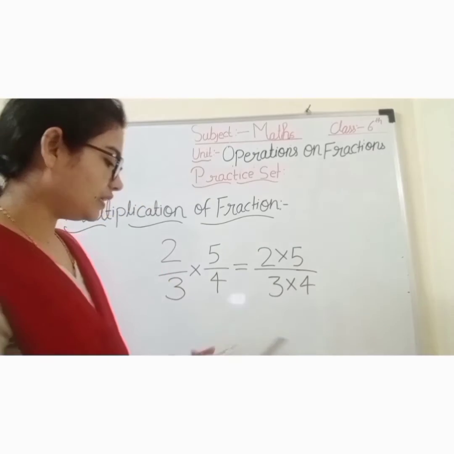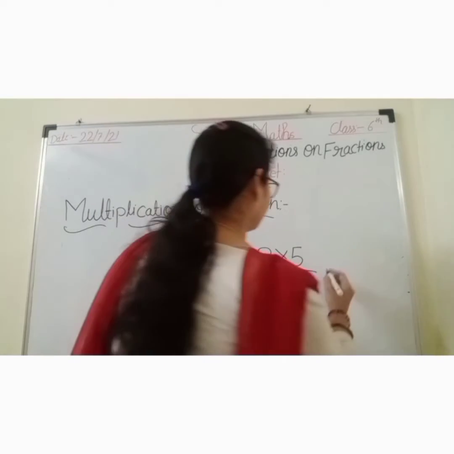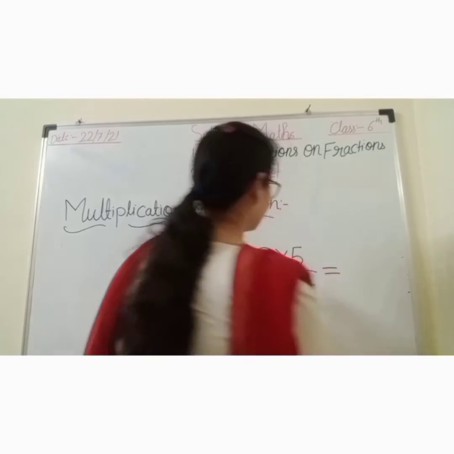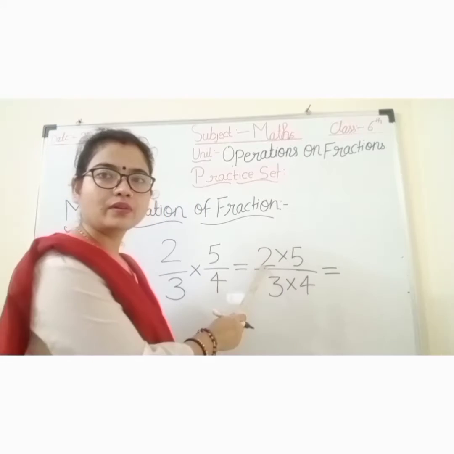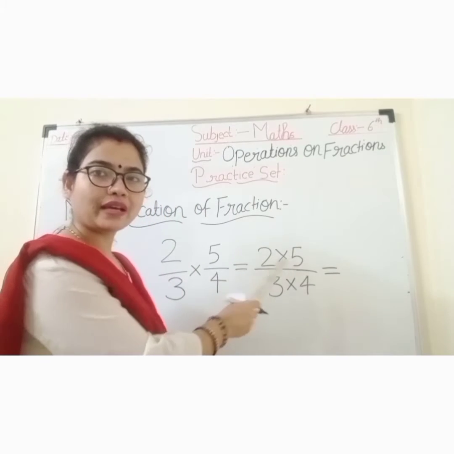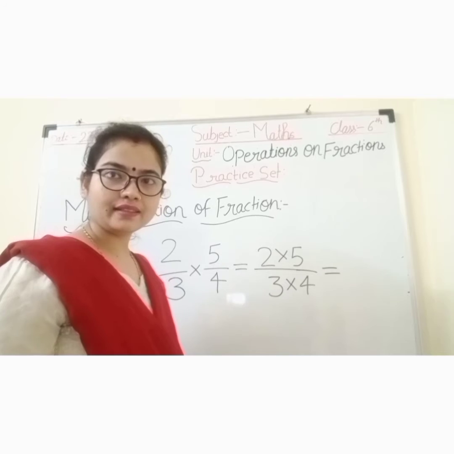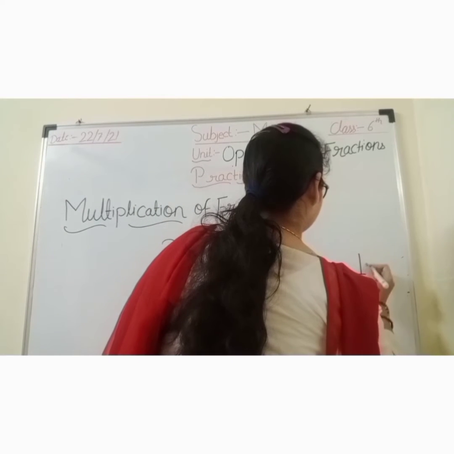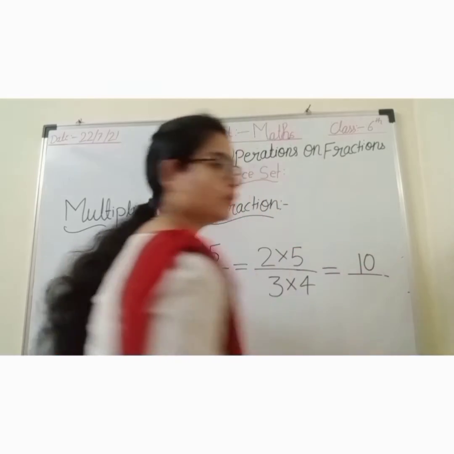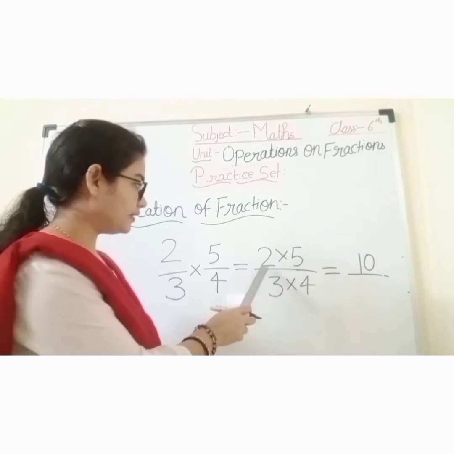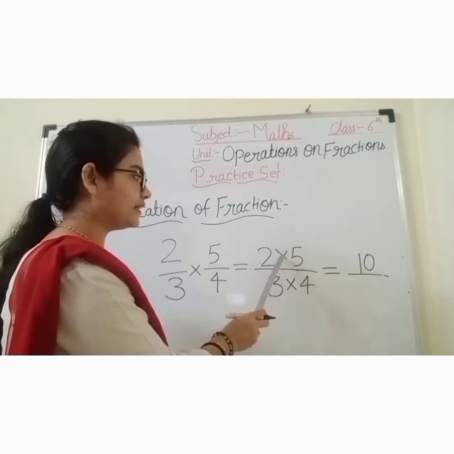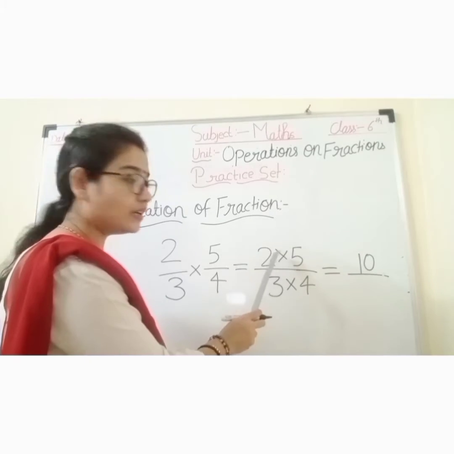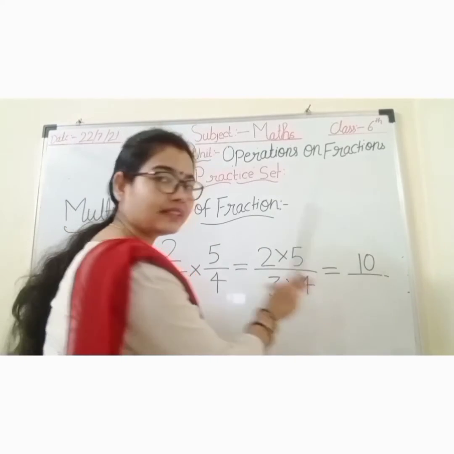So see here, 2 into 5, what will it be, student? 2 5s are, what will it be? Okay, so 2 5s are 10. So the product of numerator, these two are in numerator. So the product of numerator I have written in numerator.